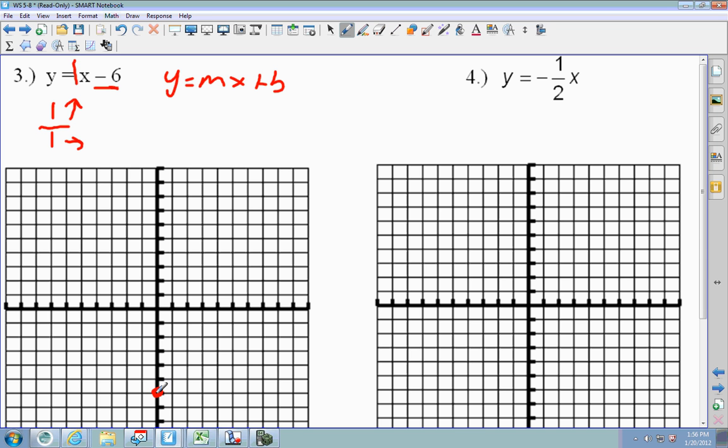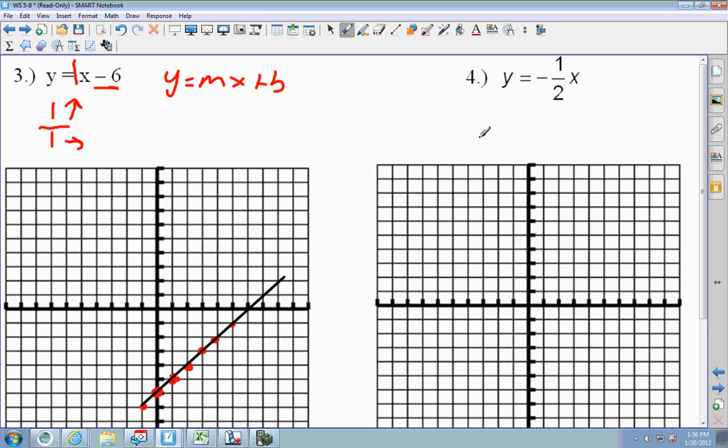So I'll go down here to negative 6, go up 1 to the right one and put a dot, up 1 to the right one and put a dot, and I will keep going up 1 and to the right one. I can go backwards, remember, and go down 1 to the left one. I'll take my arrows and I will connect them.